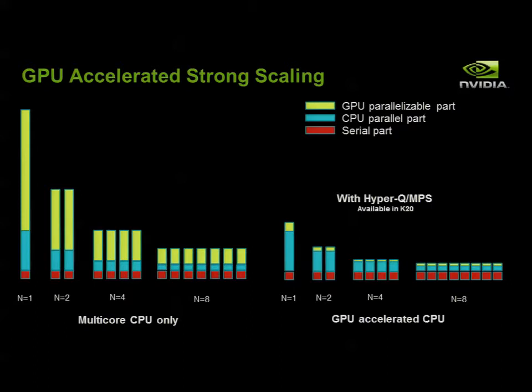This feature, MPS, used to be called proxy, and has been renamed to multi-process server. It's the technology that basically allows you to share the GPU between multiple processes or multiple MPI ranks. And the benefit is that you can take advantage of all the CPU cores and therefore get the speedup of the CPU parallel part, and you also get the benefit of the GPU acceleration.